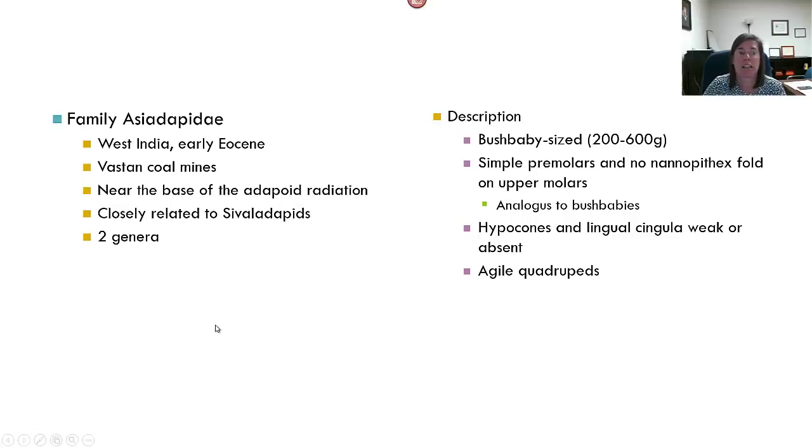This third family is the family Asiadapidae. It's primarily from West India in the early Eocene, basically from the Vastan lignite mine, and it's very probable that it's at the base of the adapoid radiation. They're very closely related to Cercamoniines, and there are 2 genera. In terms of its description, they're about the size of a bush baby, 200 to 600 grams. They have very simple premolars with no nannopithex fold on their upper molars, which is analogous to what we see in bush babies. The hypocones and lingual cingula are weak or absent, and they're very agile quadrupeds.